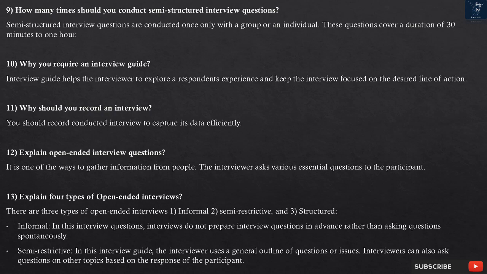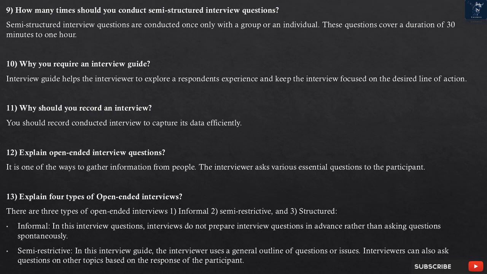12. Explain open-ended interview questions. It is one of the ways to gather information from people. The interviewer asks various essential questions to the participant. 13. Explain the types of open-ended interviews. There are 3 types of open-ended interviews: 1. Informal, 2. Semi-restrictive, and 3. Structured.